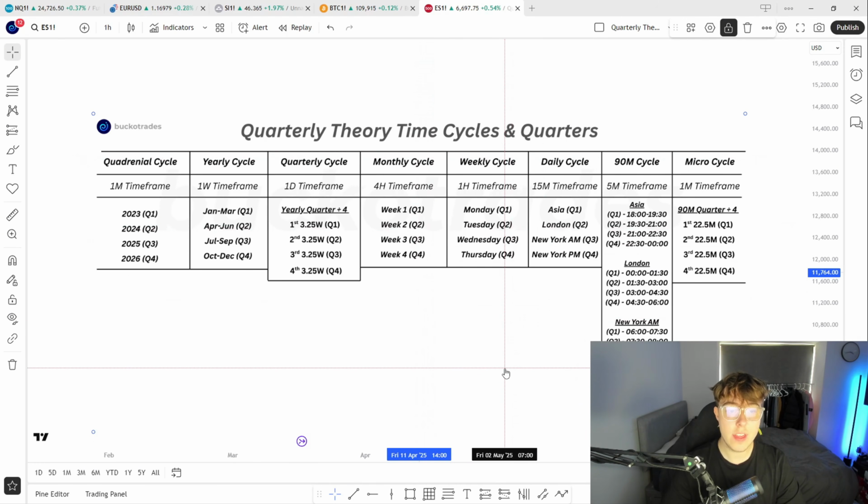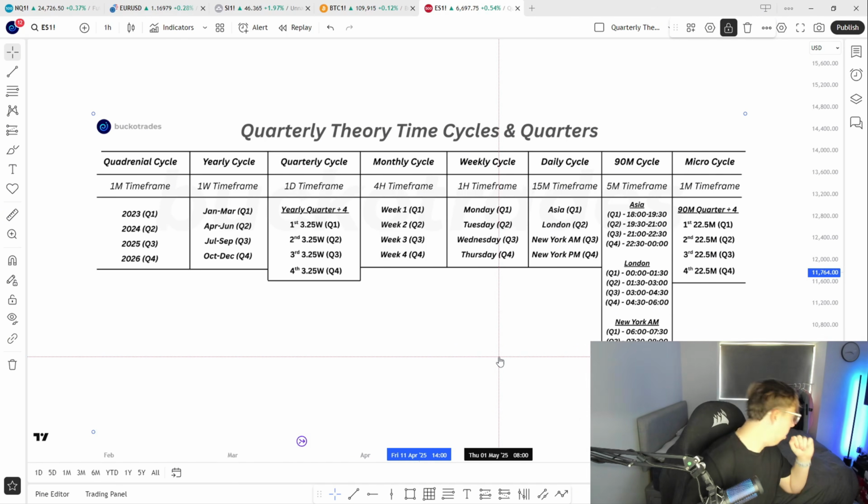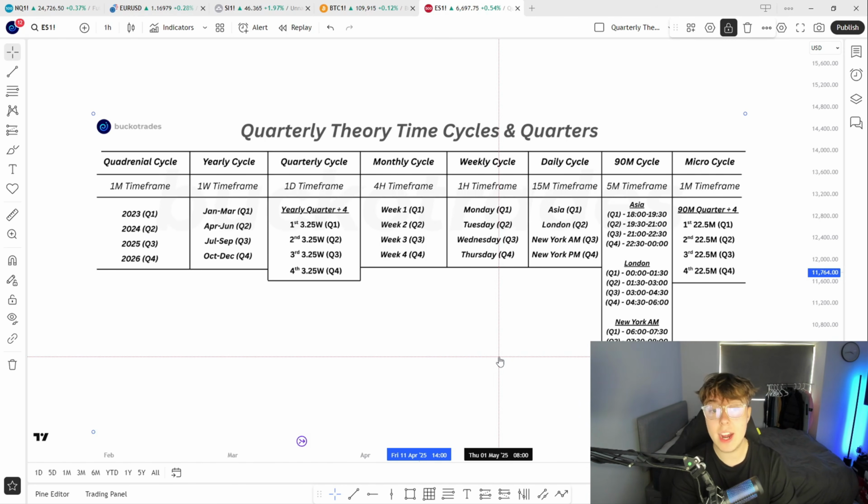Weekly cycle then is the weekly candle viewed on the 1-hour time frame. And again, very simple: Monday being Q1, Tuesday being Q2, Wednesday being Q3, Thursday being Q4. So yeah, and then Friday, you're probably wondering why Friday isn't there. Obviously, there's 4 days there already, so there's 4 quarters. There can't be a 5th one, because that would be fifths, not quarters, right?